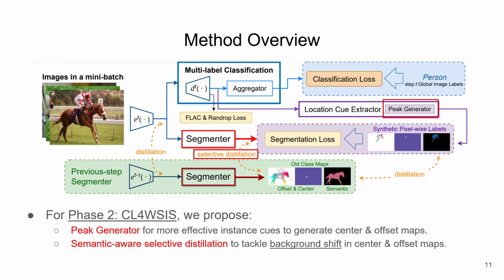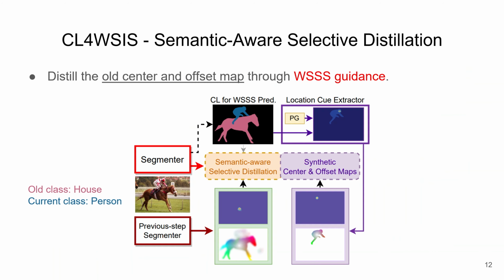We also propose selective distillation to tackle the background shift problem while learning old center and offset maps. This problem happens because the old class maps only contain information of previous time steps, and some instances of current classes may be unlabeled. To prevent incorrect learning, we use the semantic segmentation result, which already contains knowledge from old tasks, to guide the distillation. That is, distilling only old class regions identified by semantic segmentation.